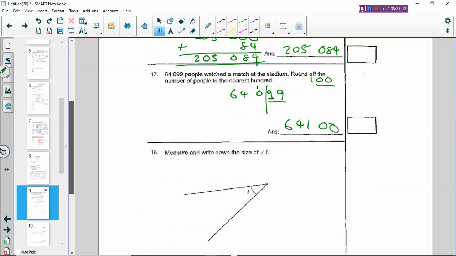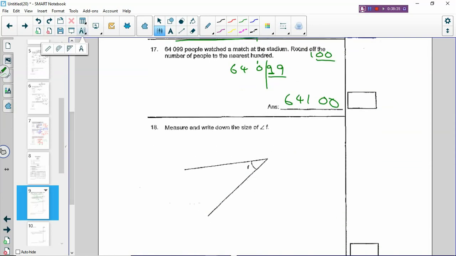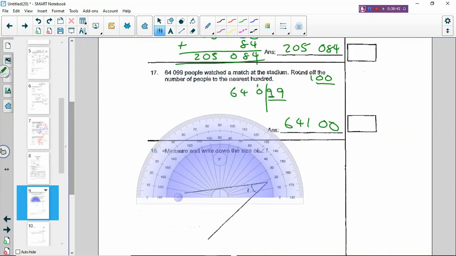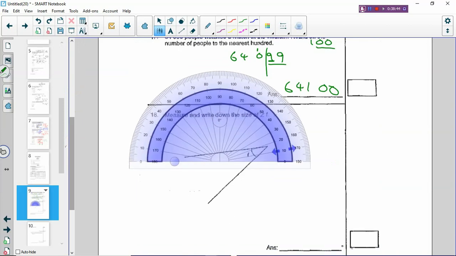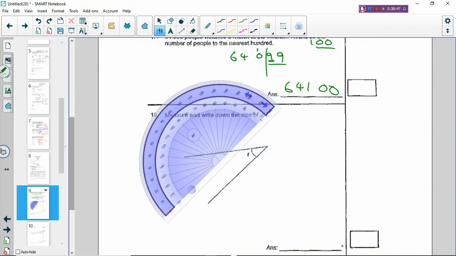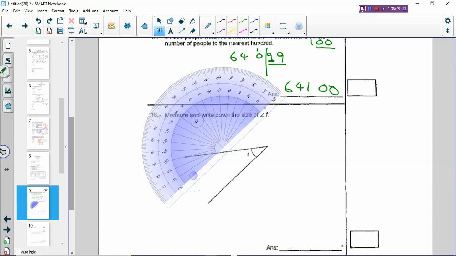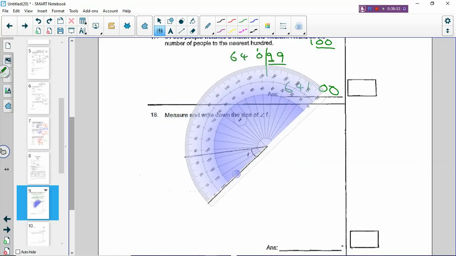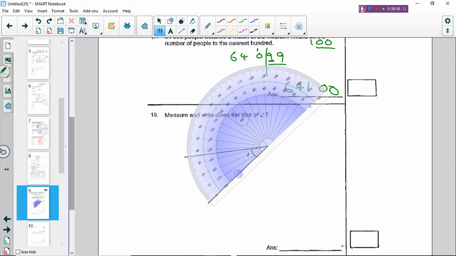Okay, next one. How do you measure the size of angle F? So you will need to use your protractor, so let's use our protractor. And where would you want to put the protractor? You can put the protractor like this. Now make sure the center of the protractor is sitting at the corner of the figure, right? Sitting at the corner. See, the center is sitting at the corner, and then which zero do you look at? You look at the 0 on the left side because the line is on the left side.